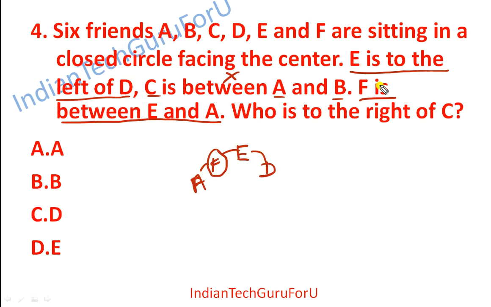Let us consider the second statement. What is the second statement? C is between A and B. Now because A is there, we can derive the relationship between C and B. C is between A and B, so C will come here and B will come here. Like this, all 6 members are sitting. Now what they asked: who is to the right of C? To the right of C is A. So the answer is A.